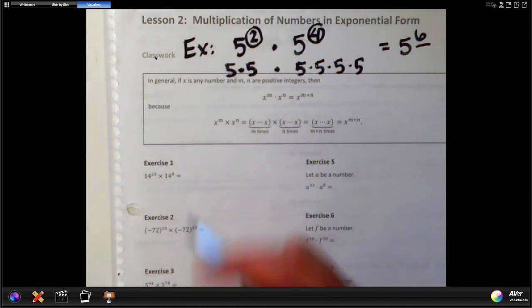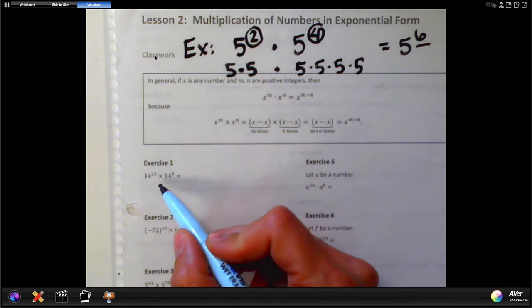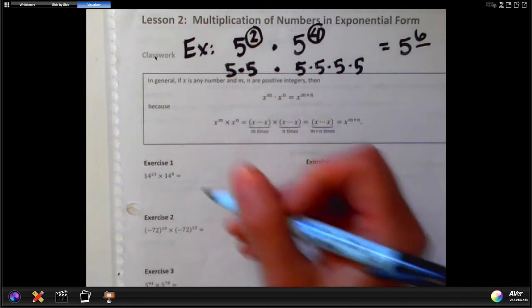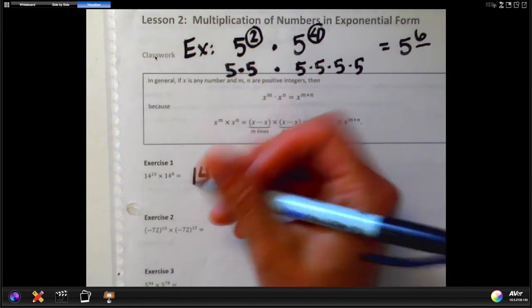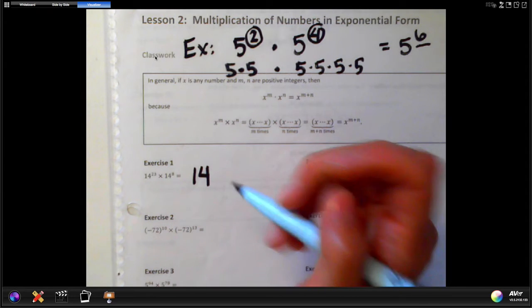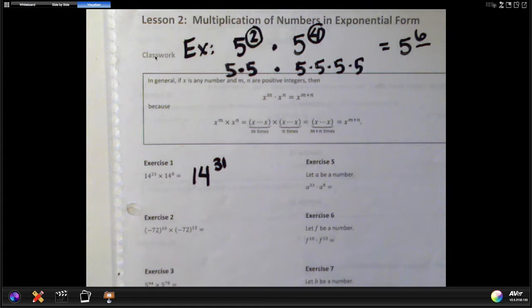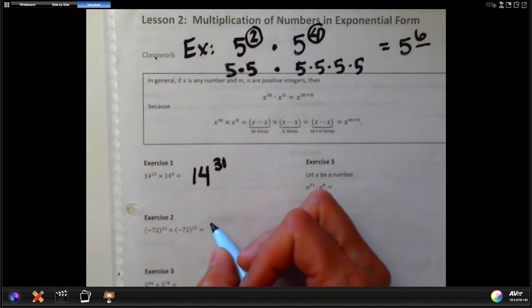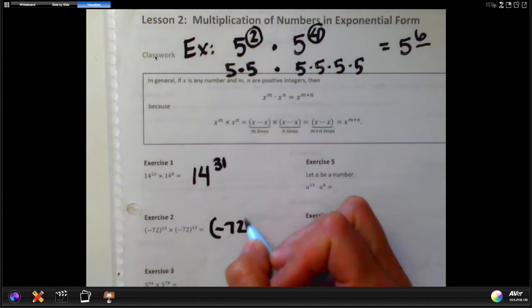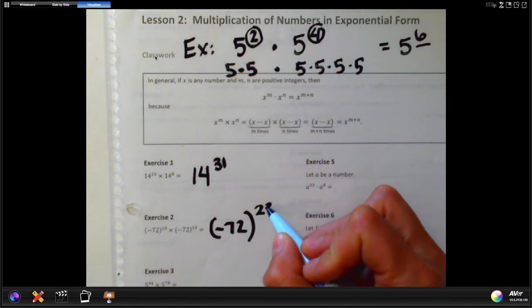Okay, so for example, exercise 1, 14 to the 23rd power times 14 to the 8th power. You're going to keep the 14 because it has the same base, and then you will add the 23 and the 8 and get 31. So you get 14 to the 31st power. And the same is going to hold true for negative numbers. So you'll keep the negative 72 in parentheses and add the exponents. 10 plus 13 is 23.